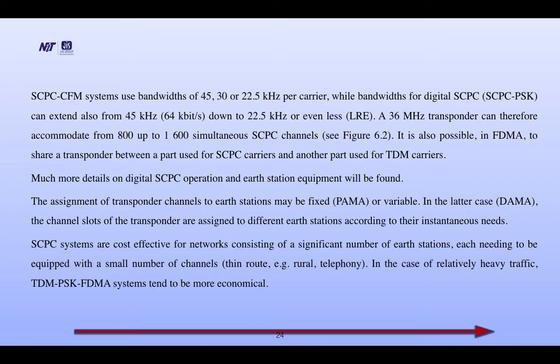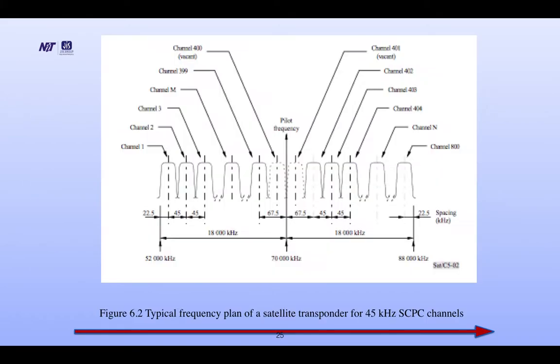SCPC systems are cost effective for networks consisting of a significant number of earth stations, each needing to be equipped with a small number of channels, thin route or rural telephony. In the case of relatively heavy traffic, TDM PSK FDMA systems tend to be more economical.